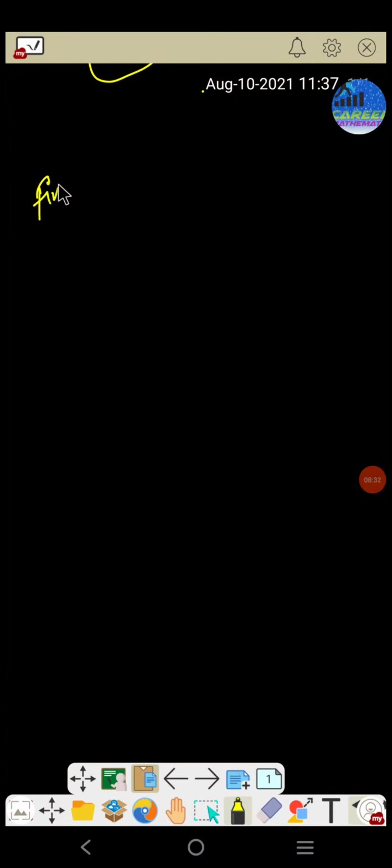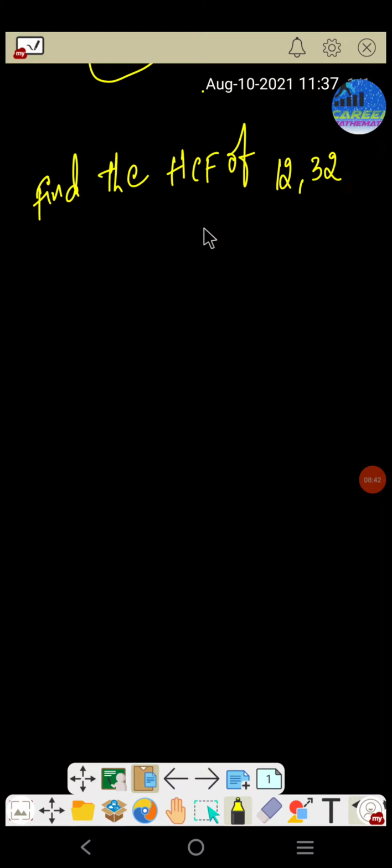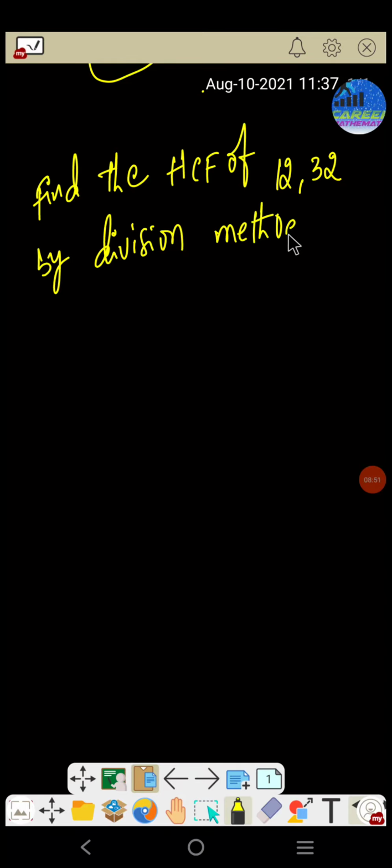Find the HCF of 12, 32 by the division method. 12, 32 by the division method. Now see that. So first we have to divide the largest number by the small number. That means 32 I have to divide by 12.